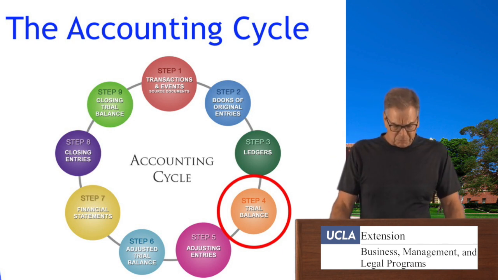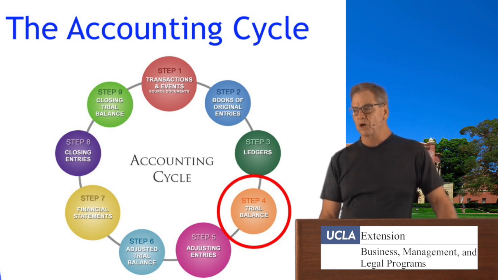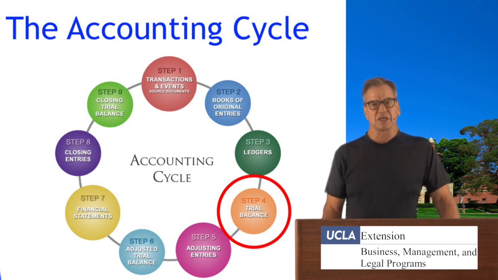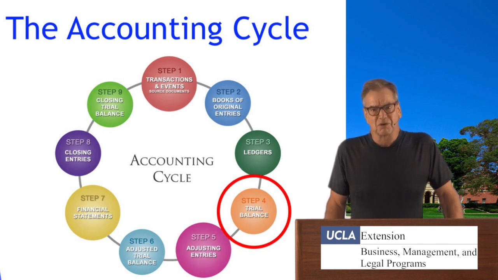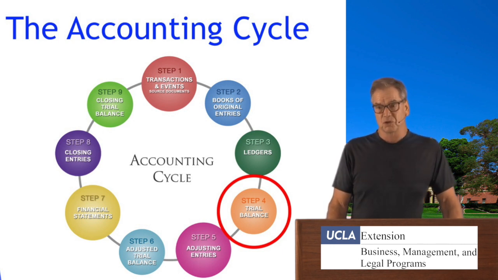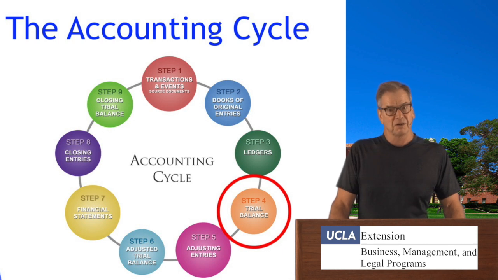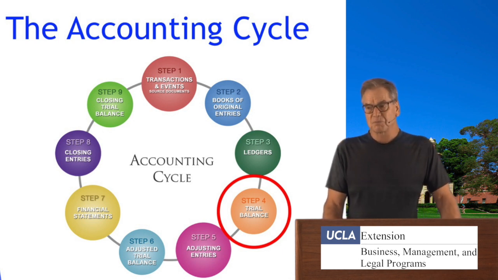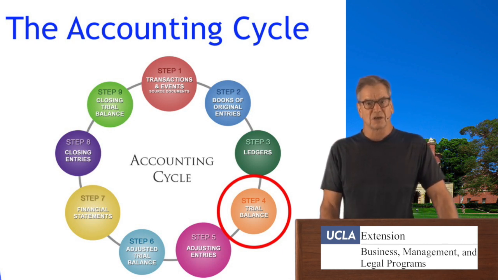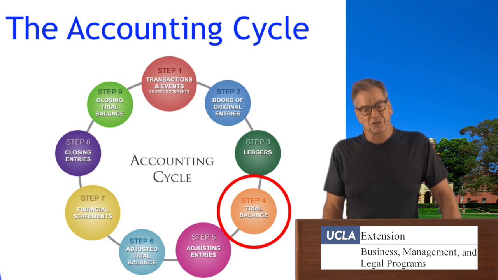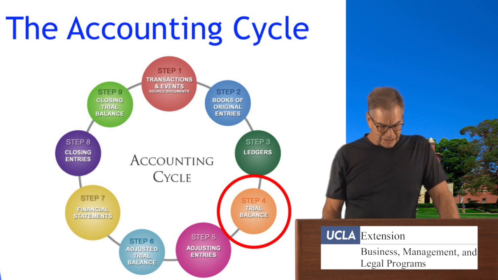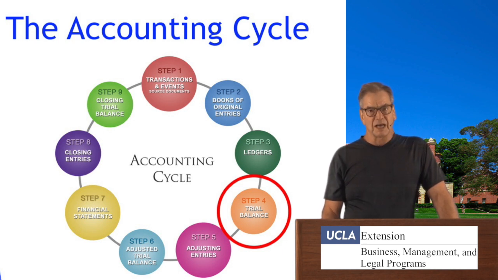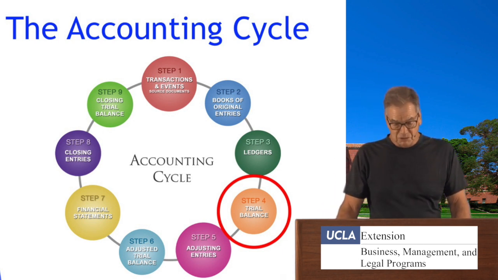But another thing that takes place here is we're also looking for numbers that just don't make sense. So sometimes checks get posted to the wrong account. Revenues can get posted to the wrong account. Some things get posted as an expense when they should have been posted as an asset. And so there's a bit of reviewing all the transactions to make sure that everything's correct.